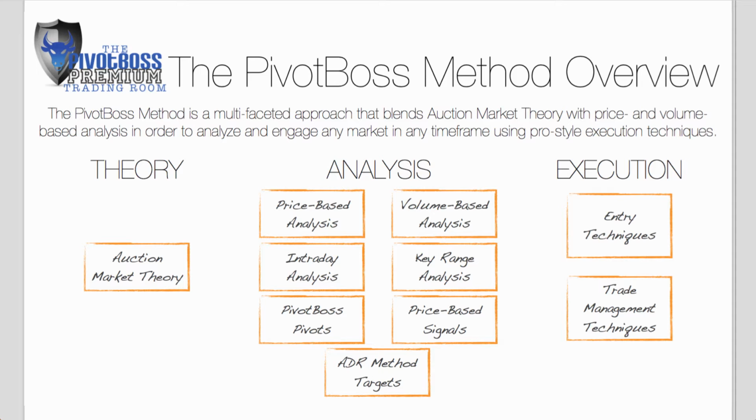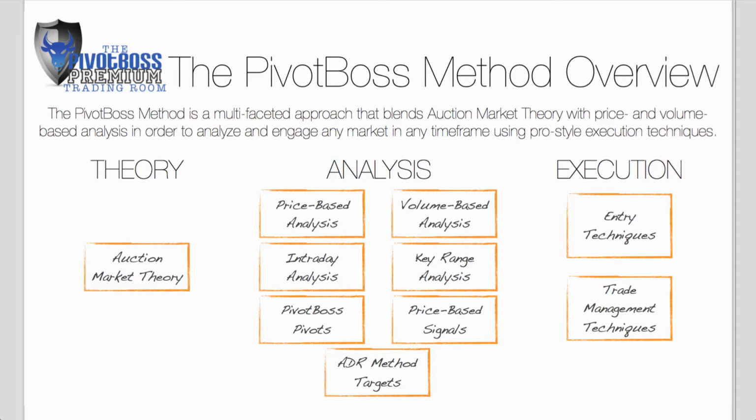You also have to know how to watch the key intraday metrics. The intraday analysis is going to be very important, from the midpoint of the day to volume-weighted average price to the previous session's high-low close to the current day's open. Those types of things are very important, to using the footprint, all of those things are very, very important. Key range analysis, PivotBoss pivots, price-based signals, ADR method targets, those are all ways to view and analyze any chart in any time frame using price and volume as the major inputs. So that's how we're going to analyze the market.